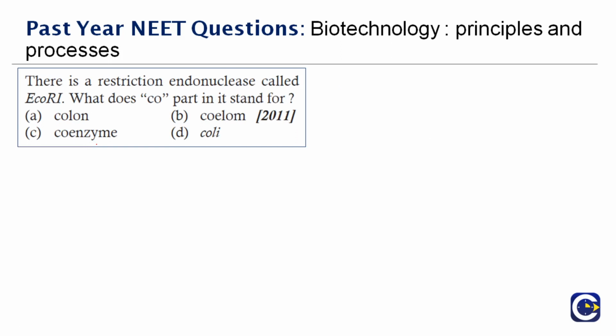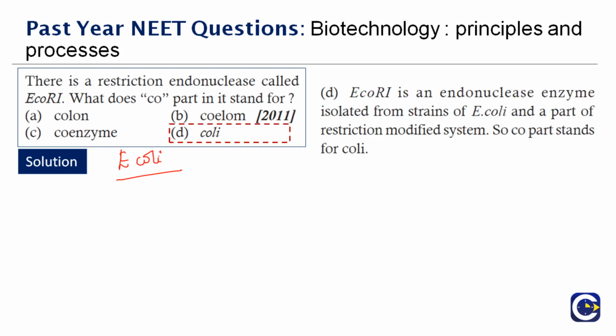Next question here. There is a restriction endonuclease called EcoRI. What does the CO part stand for? CO stands for coli, because we have isolated it from the organism E. coli. So instead of mentioning the full organism name, the actual name is Escherichia coli, we write it in this form. So the CO represents coli, the name of the organism. It's an endonuclease enzyme that is isolated from the strains of Escherichia coli, and as a part of the restriction modification system, CO represents coli. Very easy question, right?